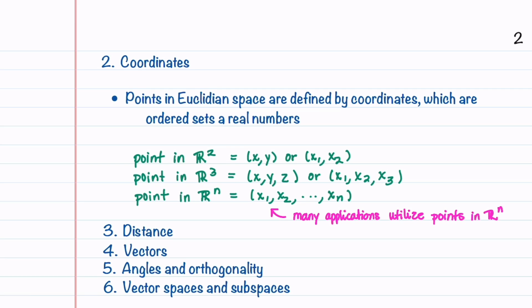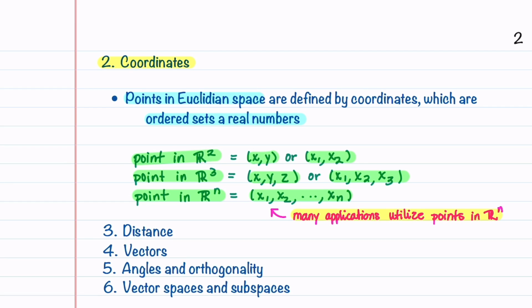Another key characteristic of Euclidean space is coordinates. Points in Euclidean space are defined by coordinates, which are just ordered sets of real numbers. In this course, we'll be writing a point in R2 as (x, y) or (x1, x2). We'll write a point in R3 as (x, y, z) or (x1, x2, x3). And then we'll write a point in Rn as (x1, x2, all the way up through xn). We'll see later in this course that there are many applications that utilize points in Rn.